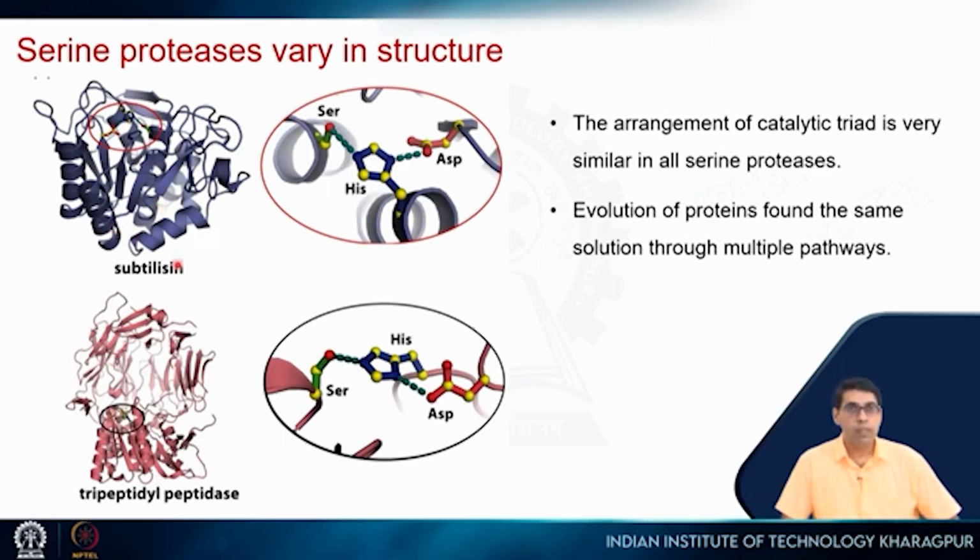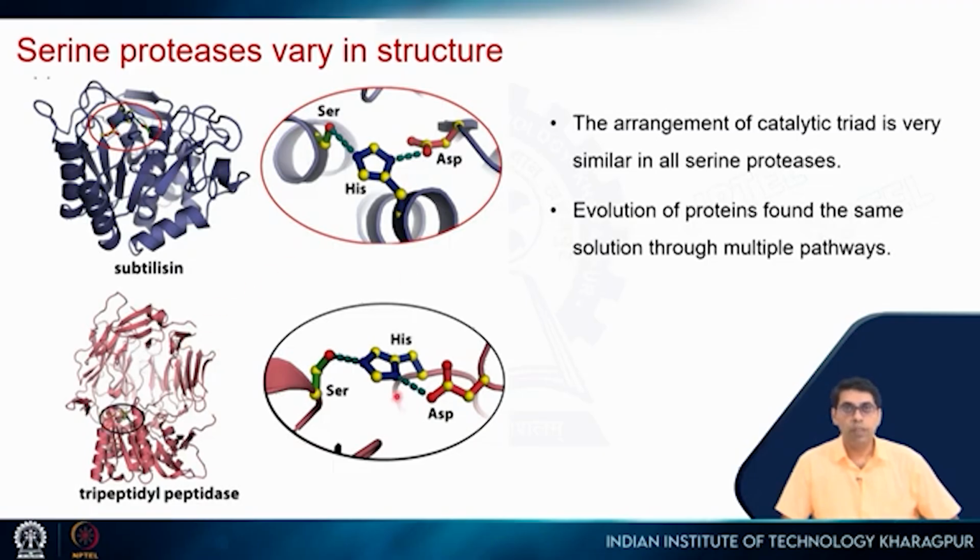So let's look at two serine proteases. These are two examples, subtilisin and tripeptidyl peptidase. The structures are shown here, and you can see that these structures are very different, right? But if we zoom into the active site, this is the active site of subtilisin and this is the active site of tripeptidyl peptidase.